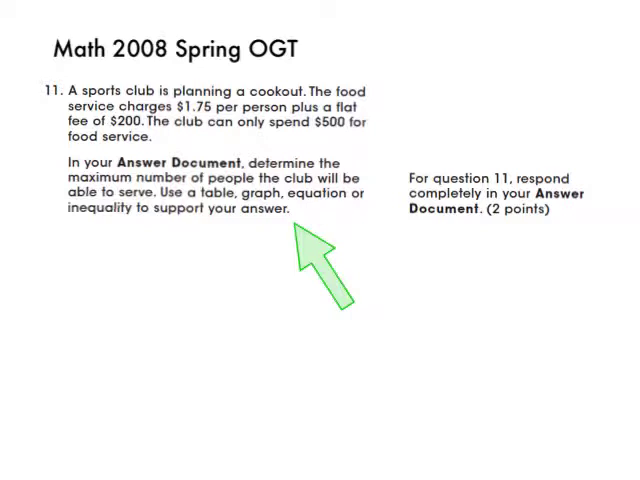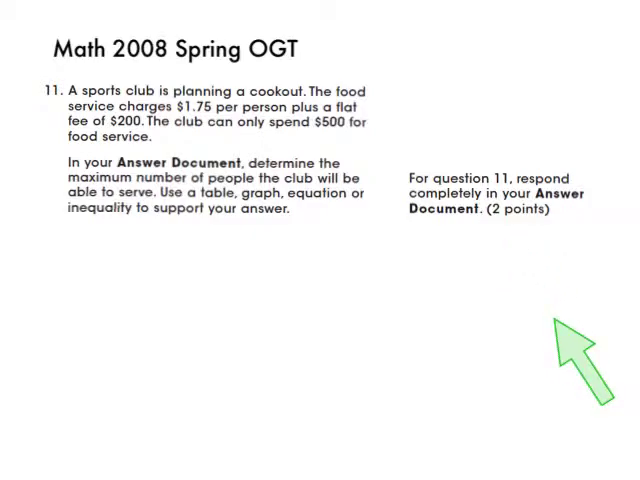Our last example comes from the Math OGT, the Math Spring OGT from 2008. So as we survey, which is the first step, we want to go through and look at the question before we even solve it. We're going to notice our first paragraph up here. This looks like it gives us all the details we'll need to use to solve this math problem. The second paragraph, we see some keywords here: answer document, determine the maximum number of people the club will serve, use a table graph equation. There's a lot of information in there. And then we come over and we see it's worth 2 points. Okay, so we know this is a 2-point question.